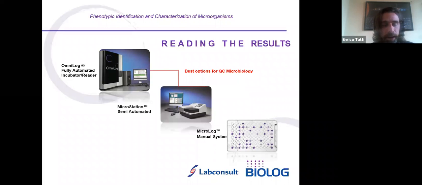You can set it up in the evening and find the results in the morning. You can set it up on Friday and find the results on Monday. And the nice thing is that you can put inside the OmniLog up to 50 different plates. So it's very high throughput. While in the MicroStation, you can read multiple plates, one at a time, moving them from the incubator to the MicroStation. So it's a less automated system.